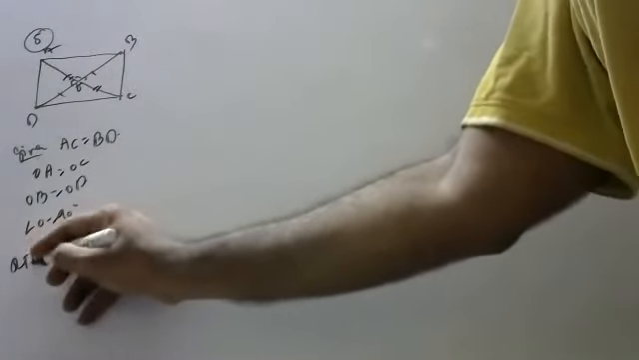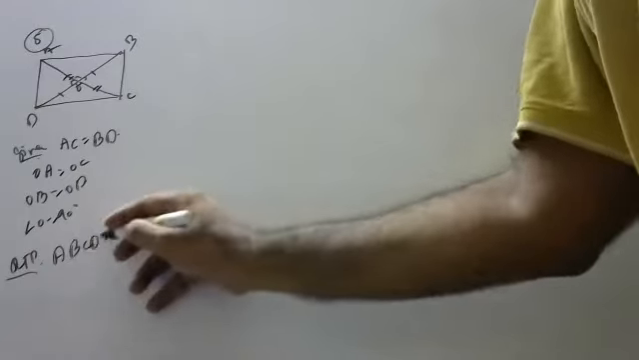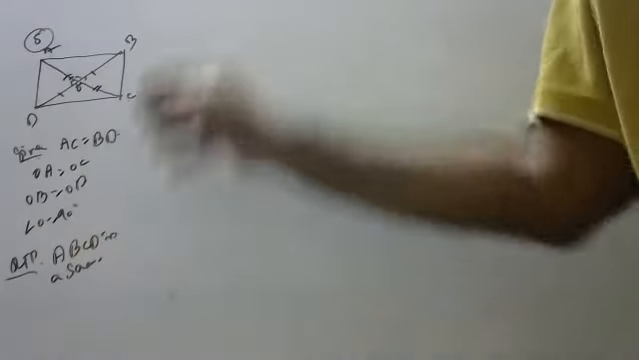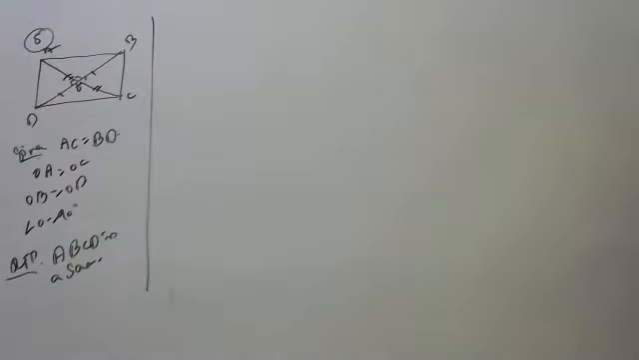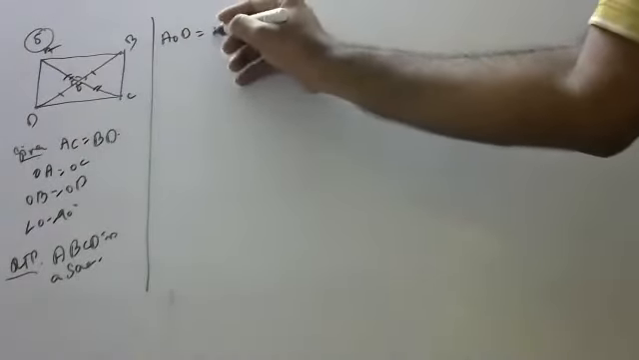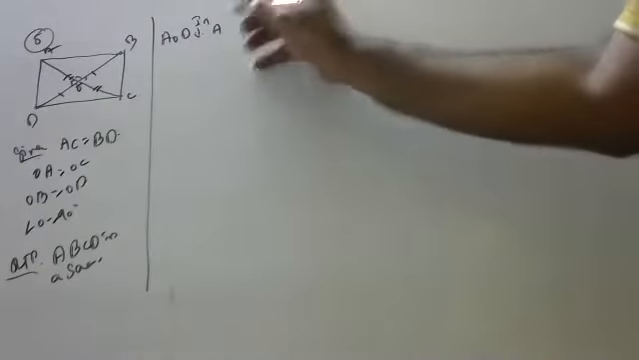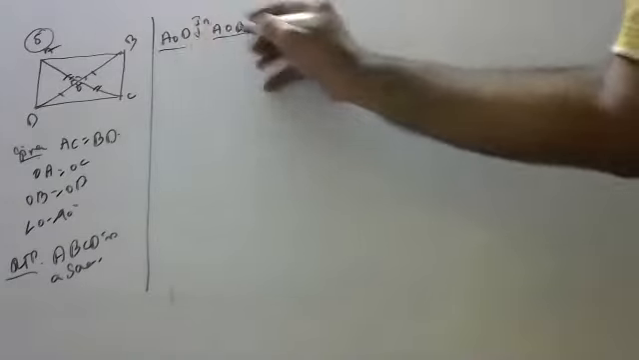What is required to prove, children? We have to prove that ABCD is a square. Okay, children. First, let's take triangles AOD and AOB. Please see here, children. I'm writing in triangles AOD and AOB. Can you see two triangles?